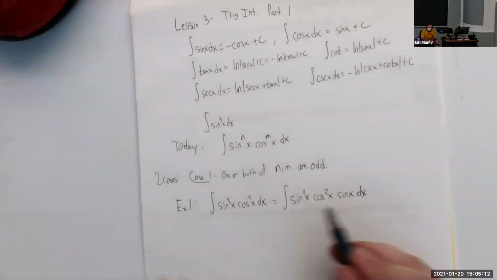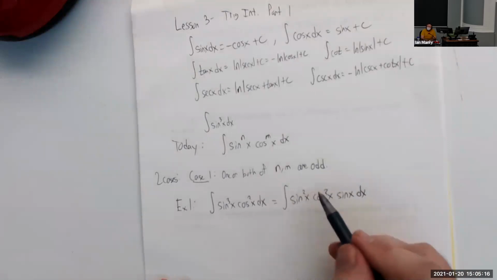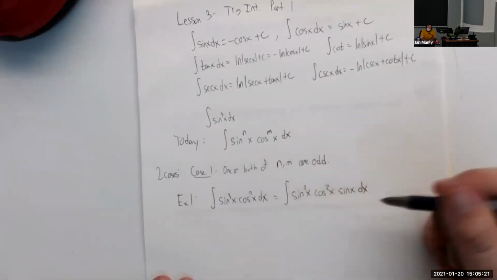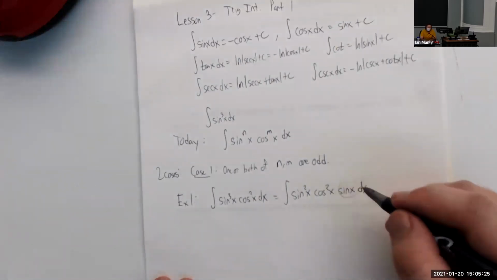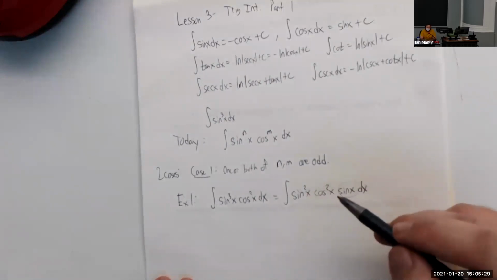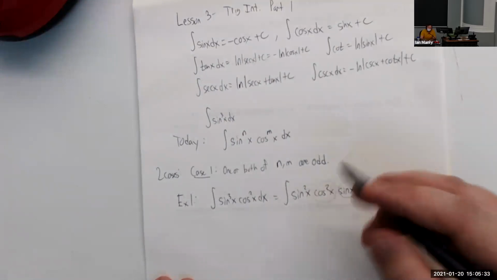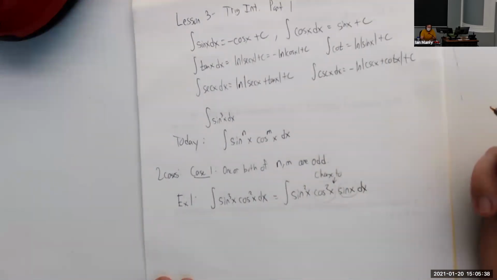So I'm going to break off one from there and move it to the end. And when I do that, I should have at least one even power inside here. What I'm going to do next is whatever thing I pulled out here to the side, I'm going to change all of the other trig functions to be the opposite one. So I want to change everything to cosines. Now, what do I mean by opposite?